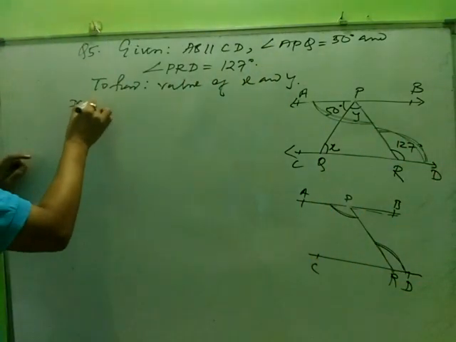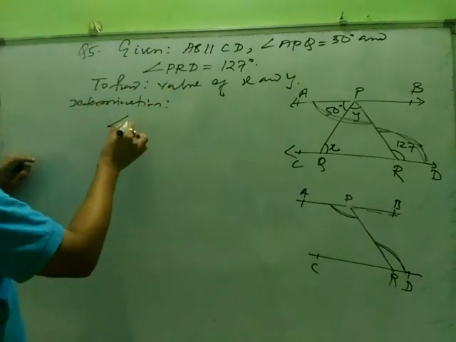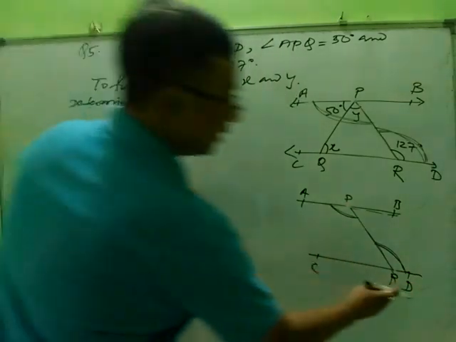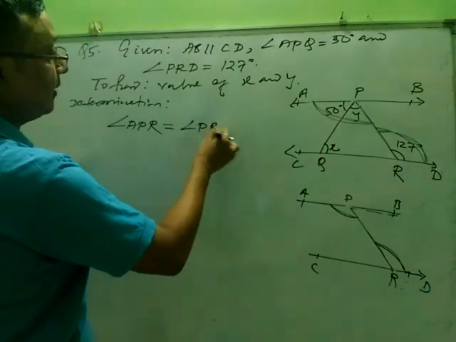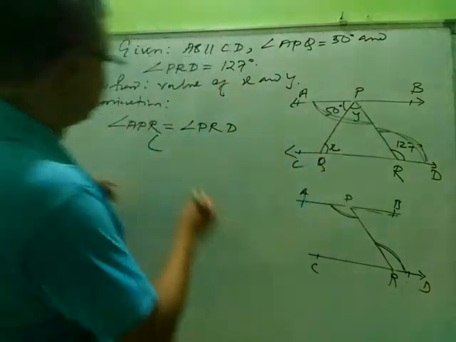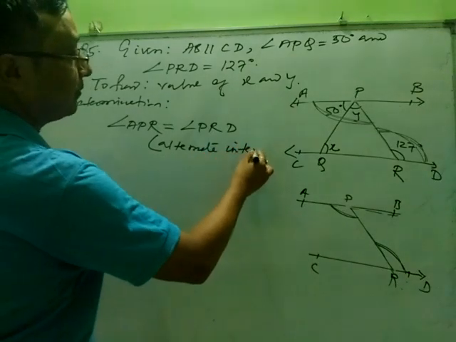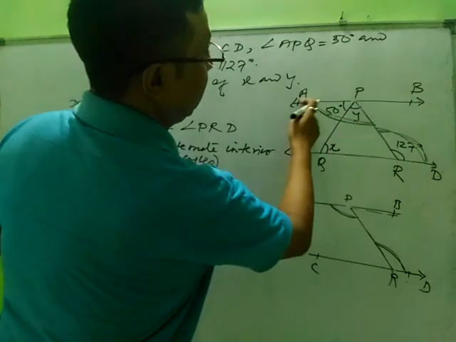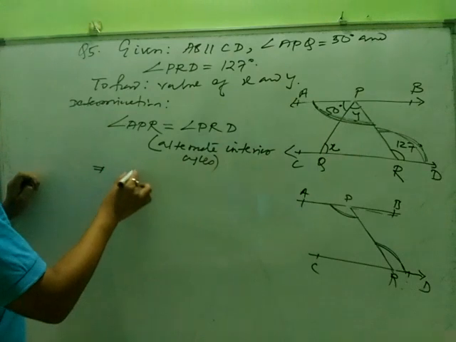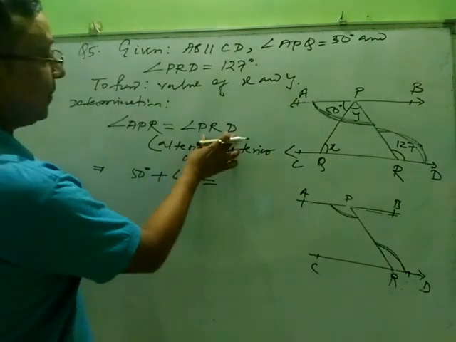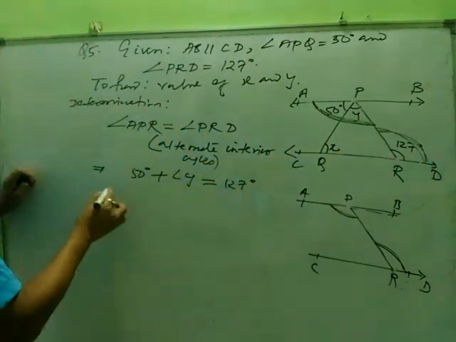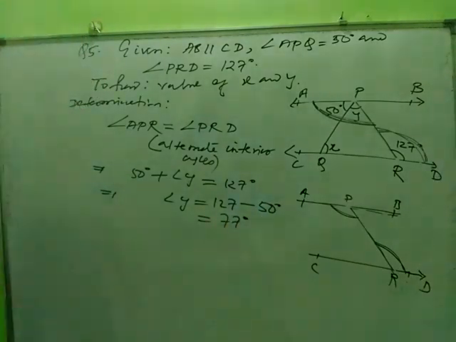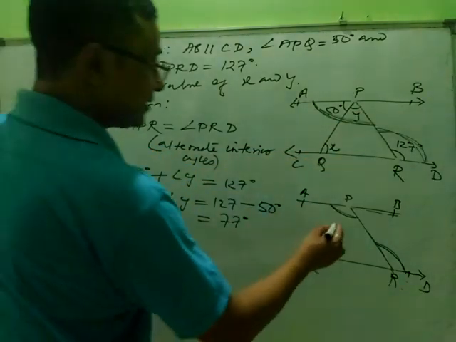So here angle APR equals angle PRD. Reason: alternate interior angles. APR is given as 50 plus angle Y. So 50 plus angle Y equals PRD, which is 127 degrees. So angle Y equals 127 minus 50, so you will get 77 degrees. So you got Y.